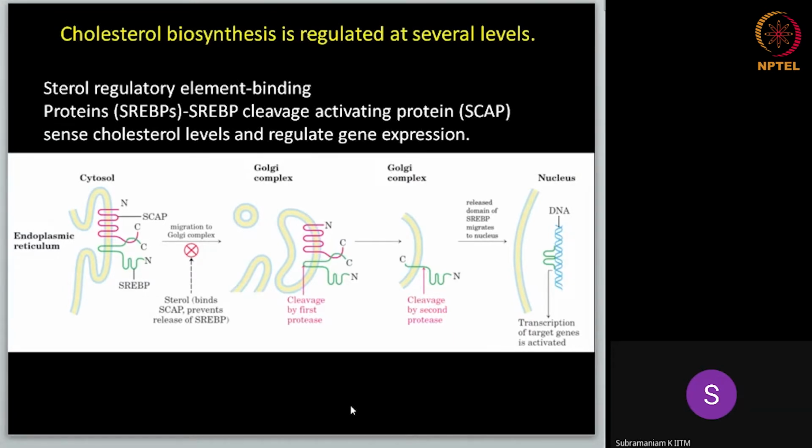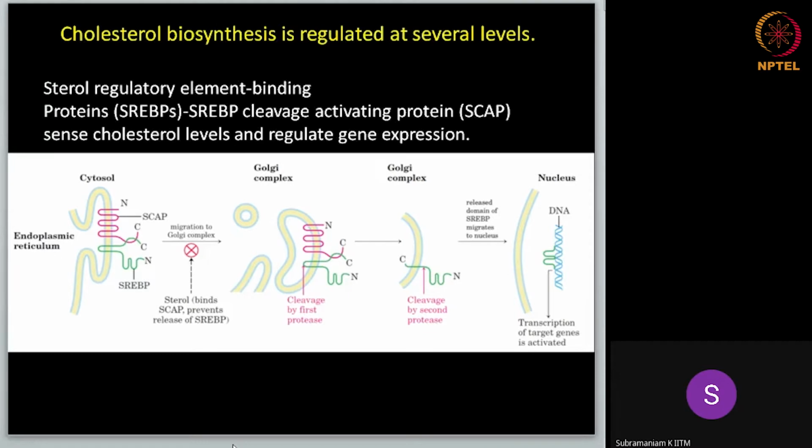We did see some when we were discussing lipids in the molecules of life section. Today we will see one about LDL, what the problems are there. But before that, let us begin with the regulation of cholesterol biosynthesis.